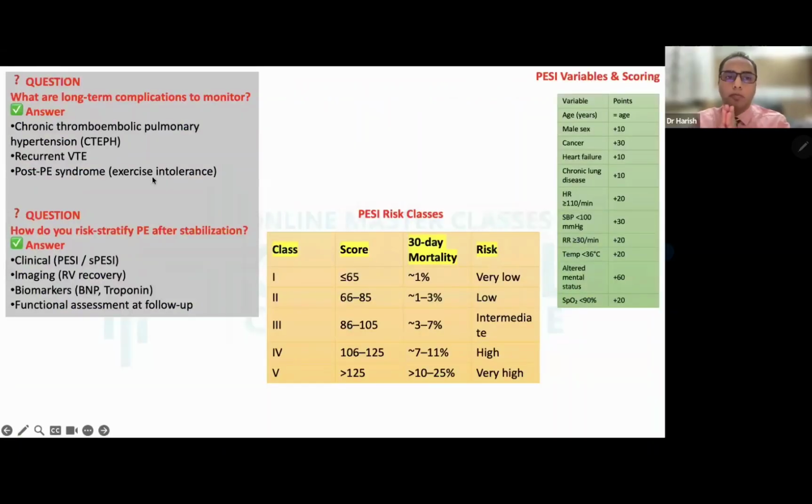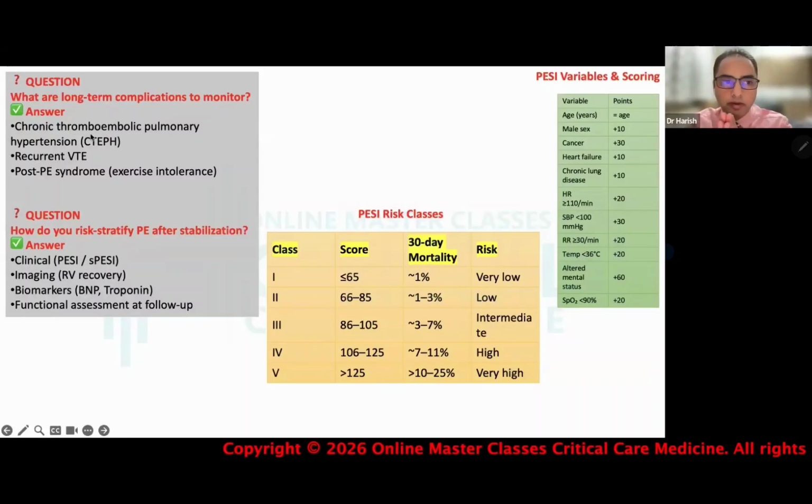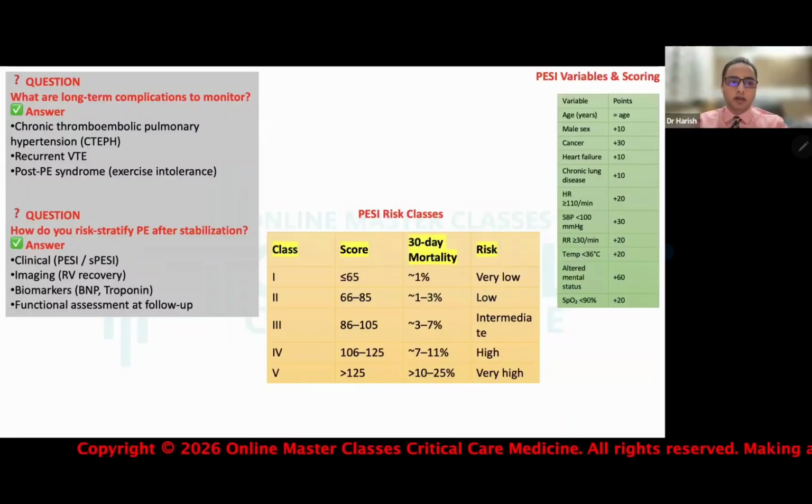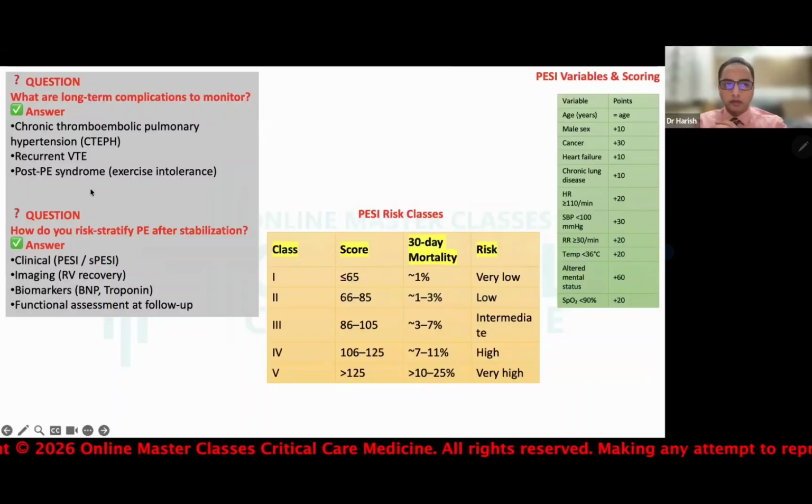So what are the long-term complications to monitor? Our patient improved over the next 7 days, we extubated, and we started him on anticoagulation. Long-term, we need to watch for chronic thromboembolic pulmonary hypertension, that is CTEPH, recurrent venous thromboembolism, and post-PE syndrome. The patient might have some sort of functional exercise intolerance. So how do you risk stratify PE after stabilization?